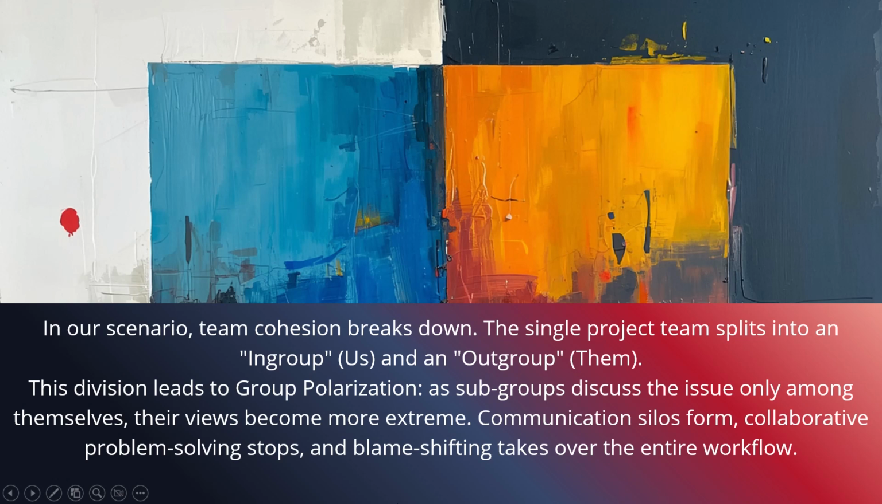To protect themselves, the team splits into an in-group and an out-group. This leads to group polarization, as the subgroups only discuss the issues among themselves. Their views become more extreme. Communication stops, silos form, and blame shifting takes over the entire workflow. This sets the stage for the cognitive biases we will discuss in the next section.